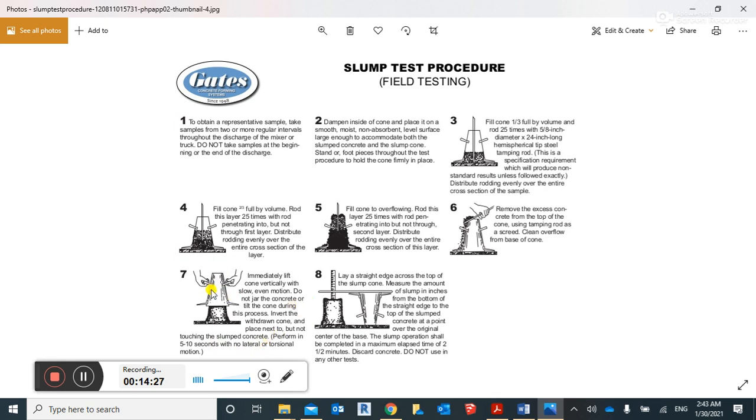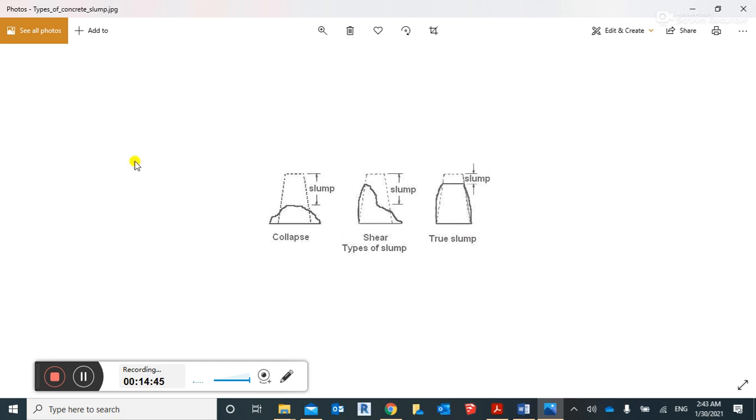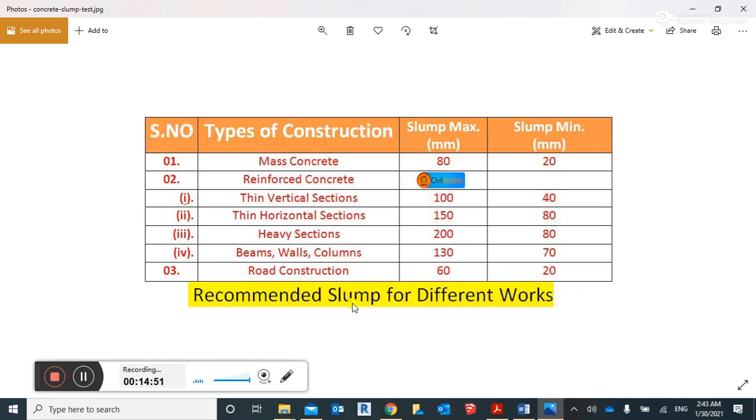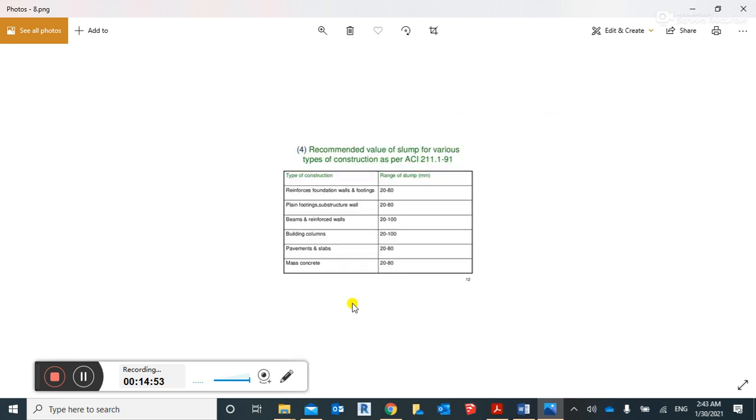See, after removing this cone, we invert it, and with some scale or maybe some plumb bob and this tamping rod, we measure this height. This is the procedure for the slump value. Guys, everything is covered in this topic.